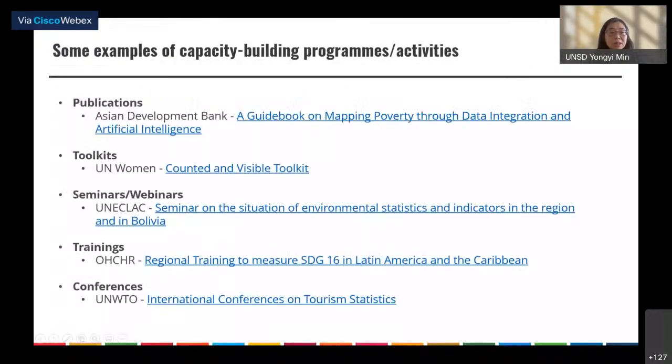So here are some examples of the information they provided on capacity building programs and activities. For example, ADB has a guide on mapping poverty through data integration and artificial intelligence, and UN Women has the Counted and Visible toolkit. There are many other organizations that provide seminars, training materials or e-learning materials. Next slide, please.